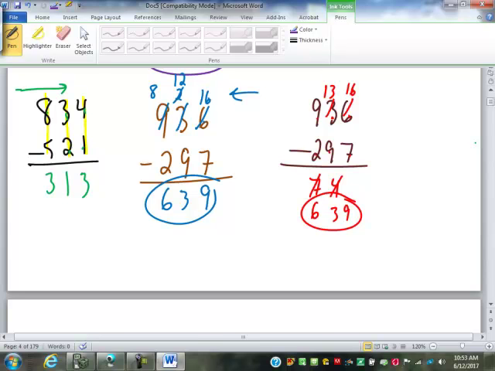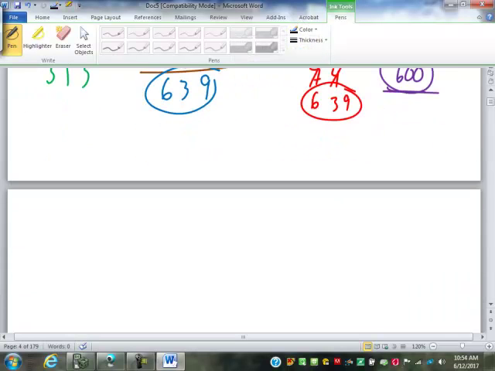But still, I would look at this and say 936, that's about 900. 297, that's about 300. 9 minus 3 is 6, that's about 600. So again, have that estimate in your head before you punch buttons in the calculator.